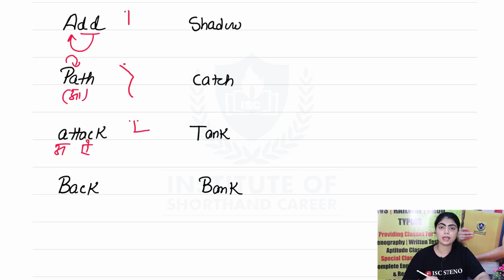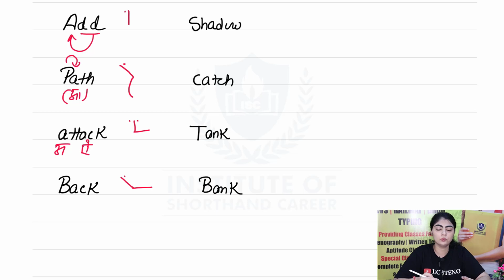Next word is back. A sound is coming. So ba, a light dot, and k. Back. This is above the line because B is made till here only. That's why it's joined from here. In case it was a downward stroke or a curved stroke, you would have made it below the line. Okay.